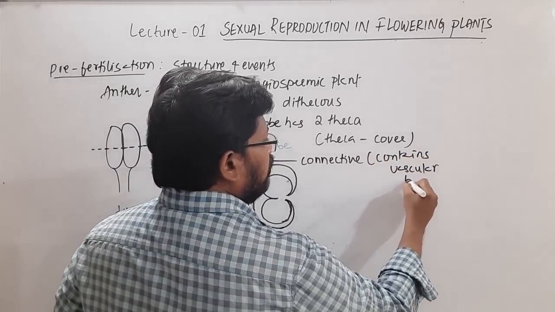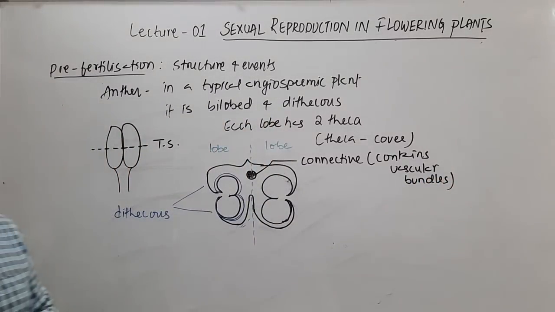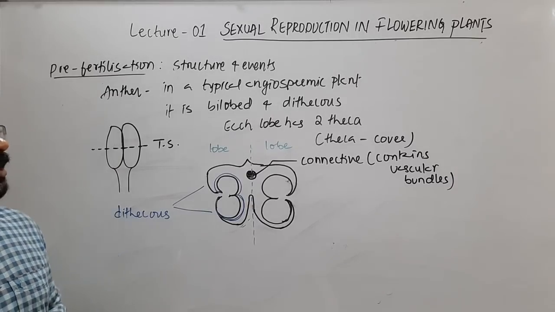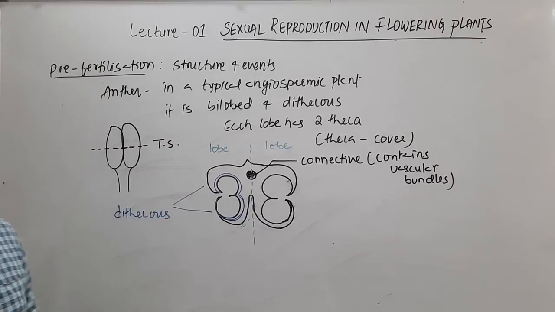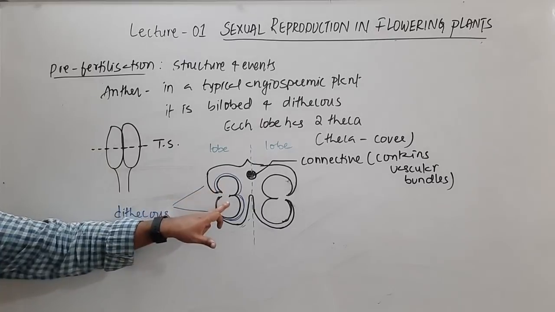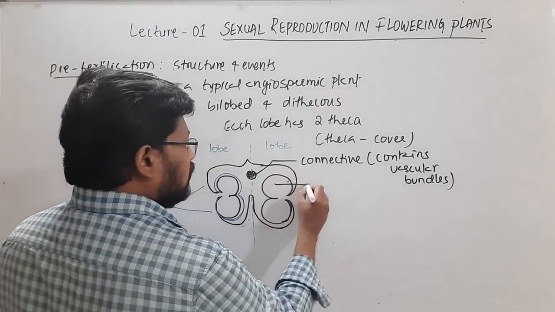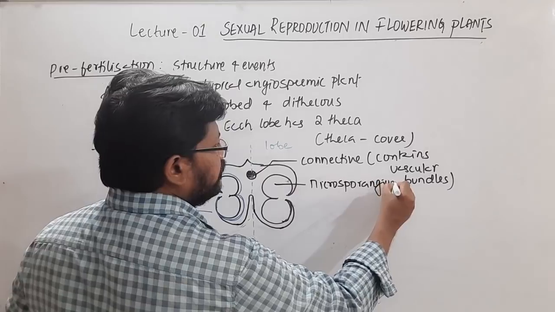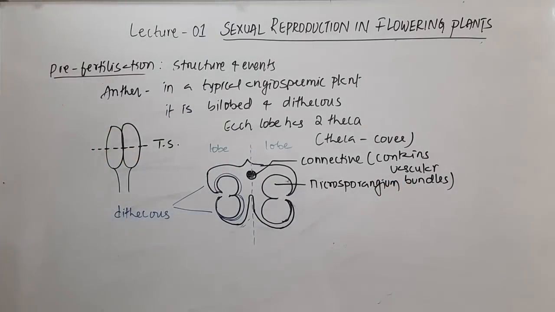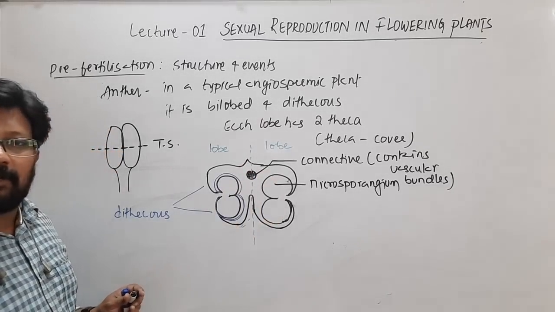vascular bundles. That will contain the xylem and phloem, which will help in transportation of minerals and nutrients to the anther or the tissues of the anther. Now you can see here there are four microsporangia. Each one is a microsporangium. The microsporangium is the structure inside which will be the development of pollen grains.